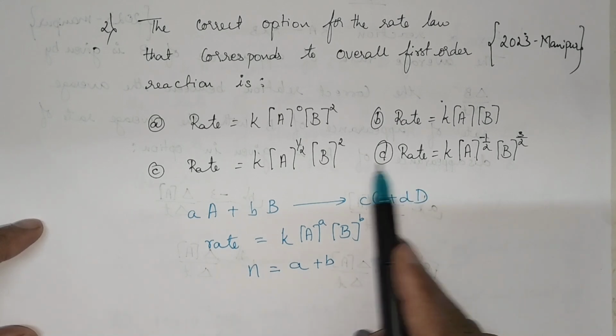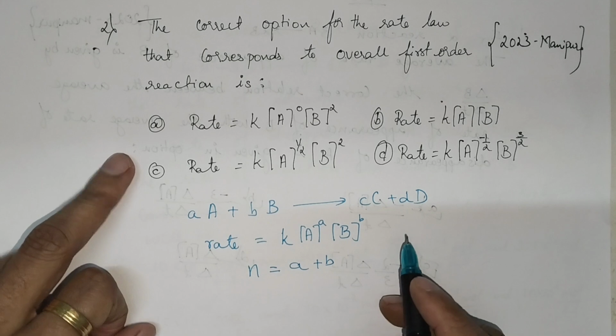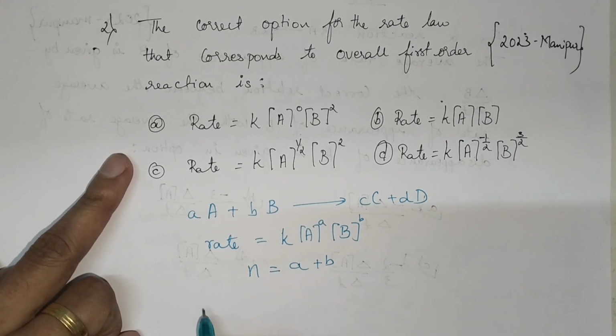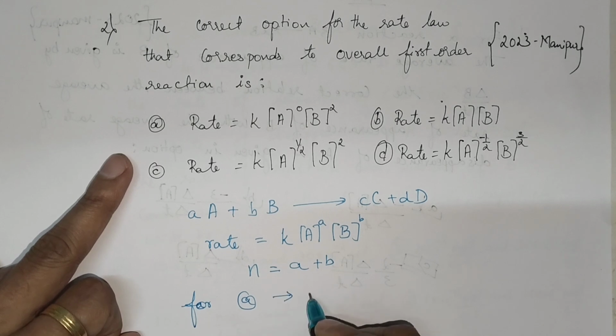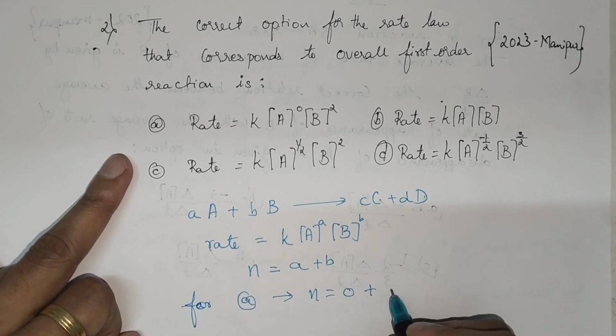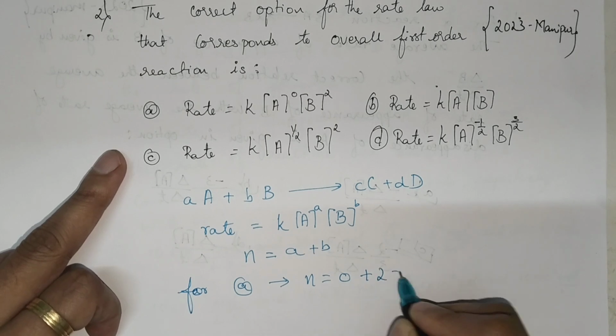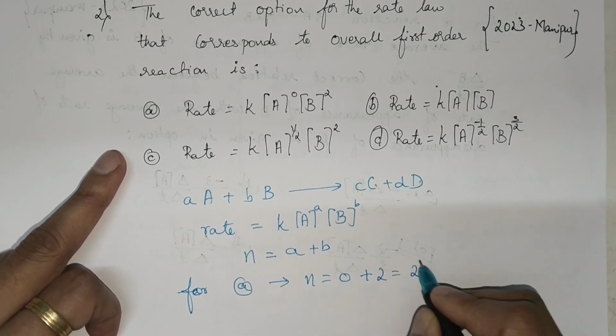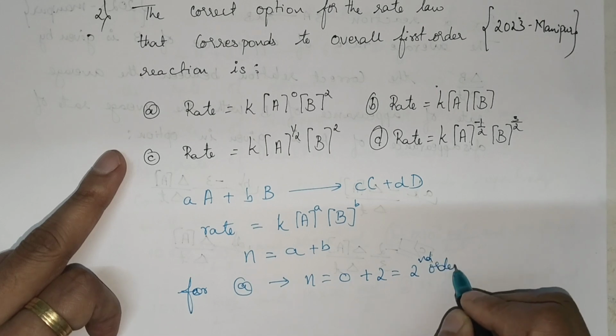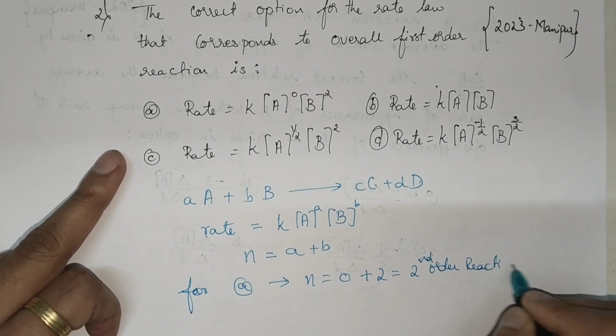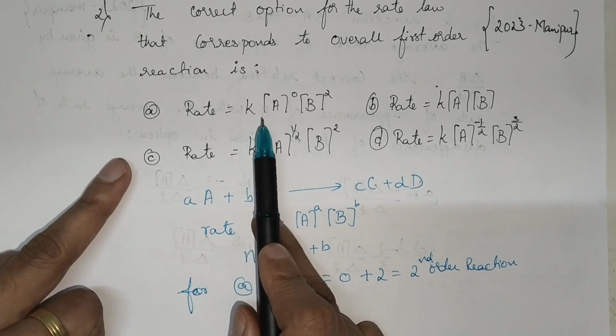So in these four equations, if we look at the first option, option A, the order of the reaction according to A is 0, and the order of the reaction according to B is 2, which makes the overall order 2, that is, it's a second order reaction. So the first option corresponds to a second order reaction.